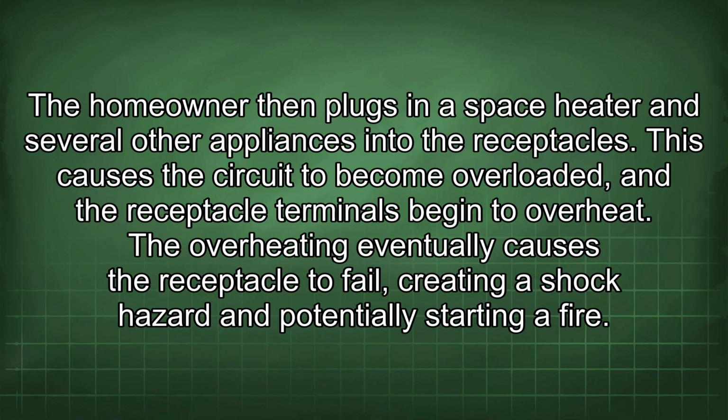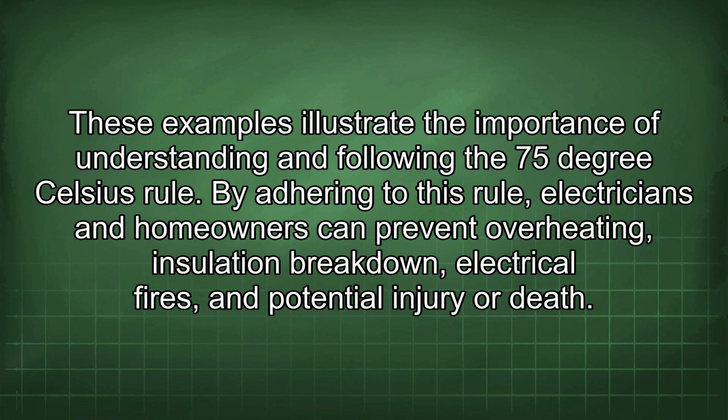The homeowner then plugs in a space heater and several other appliances into the receptacles. This causes the circuit to become overloaded, and the receptacle terminals begin to overheat. The overheating eventually causes the receptacle to fail, creating a shock hazard and potentially starting a fire. These examples illustrate the importance of understanding and following the 75°C rule. By adhering to this rule, electricians and homeowners can prevent overheating, insulation breakdown, electrical fires, and potential injury or death.